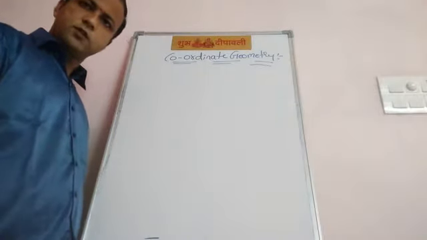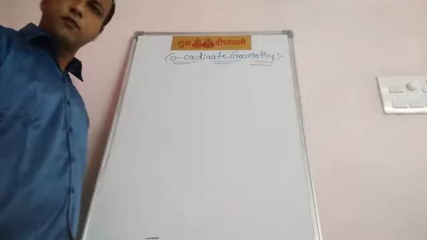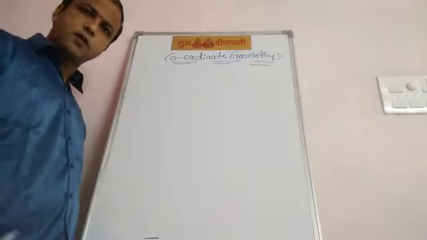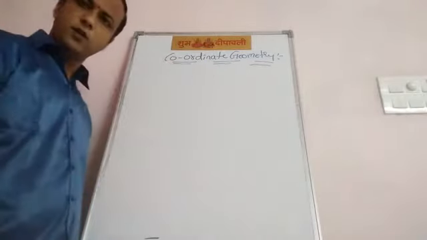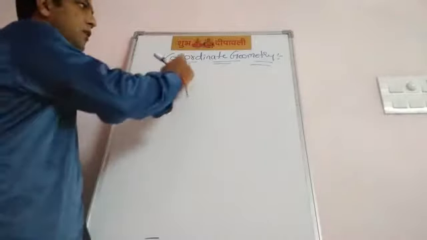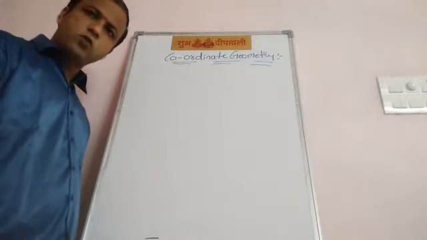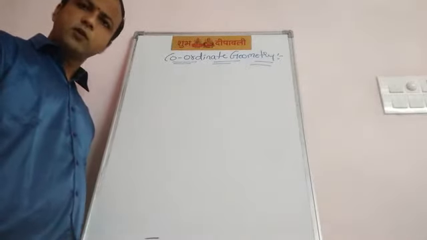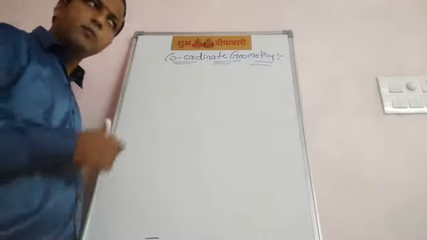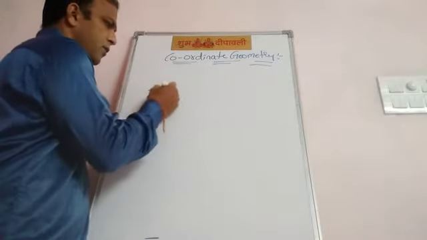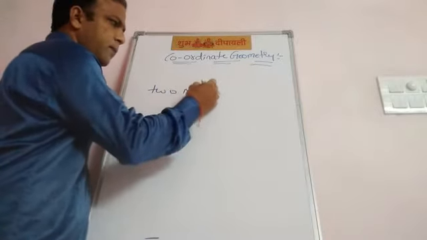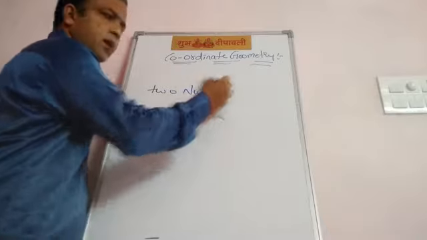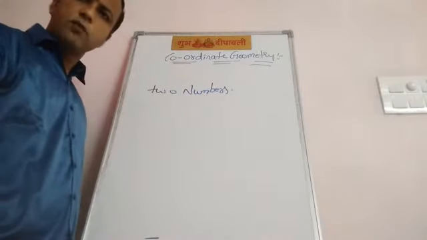Hello students, today we will be learning the exercise part of our chapter, coordinate geometry. In this chapter we have learned how to represent a point in a plane. To represent a point in a plane, how many numbers do we require? We require two numbers.